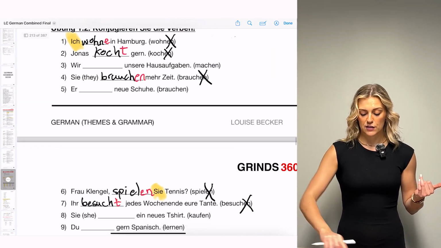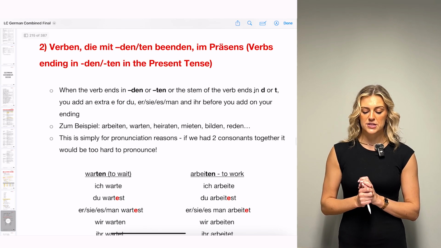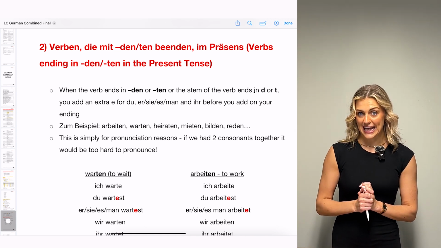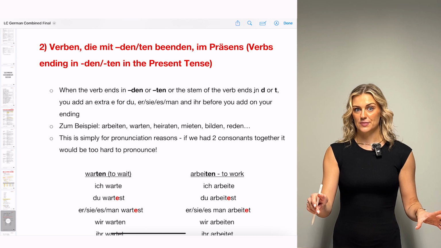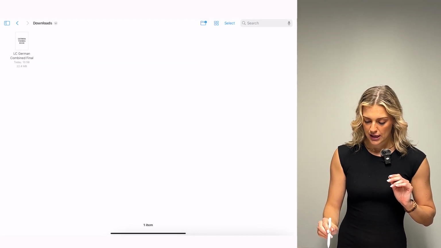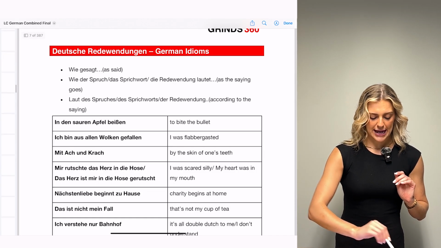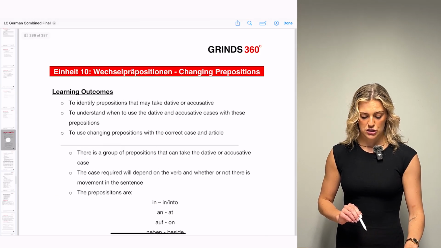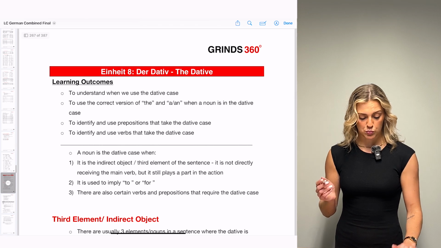So if we're okay with regular verbs, then we're just going to do one more thing for this lesson, which is Verben, die mit den und ten beenden. Verbs that end in den or ten in the present tense. So if you can do regular verbs, you'll be able to do these verbs as well. There's just one extra step, okay? One extra step with these verbs. So, if you have a verb that ends in den or ten, it's very similar to the present tense. There's just one extra step.